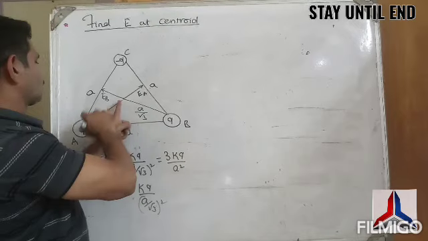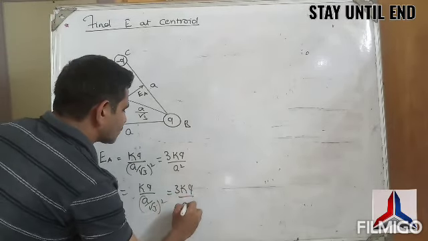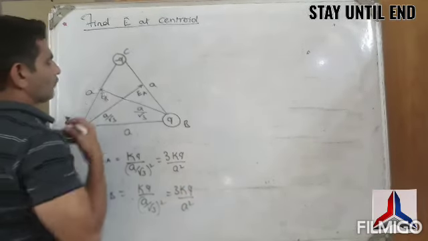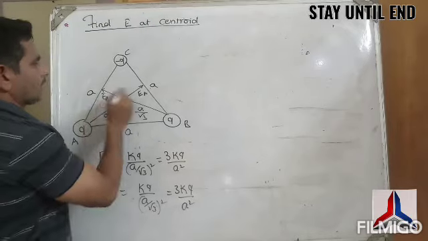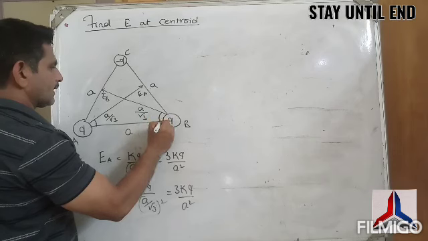This is away from positive. This is also away from positive. Therefore 3KQ by A square. Understand? Then what is the angle between them? If you want to find the resultant of these two, what is the angle between them? This is 30 degrees. This is 30 degrees.